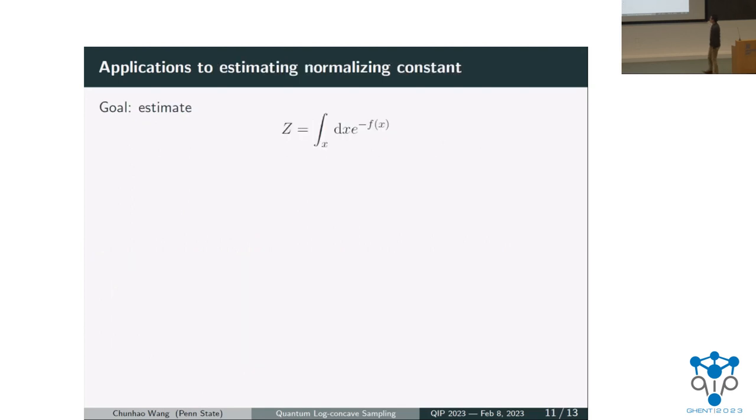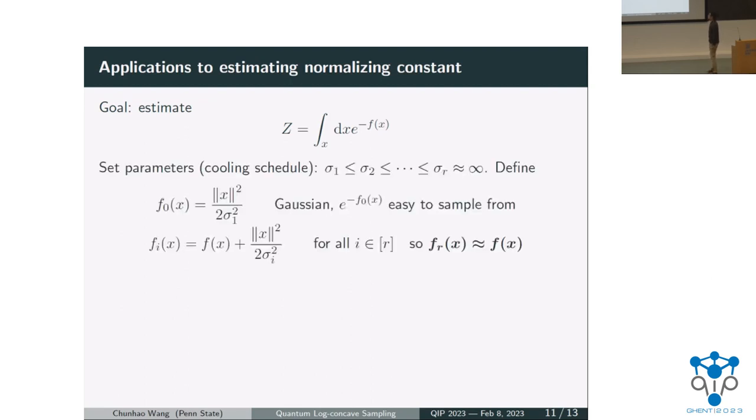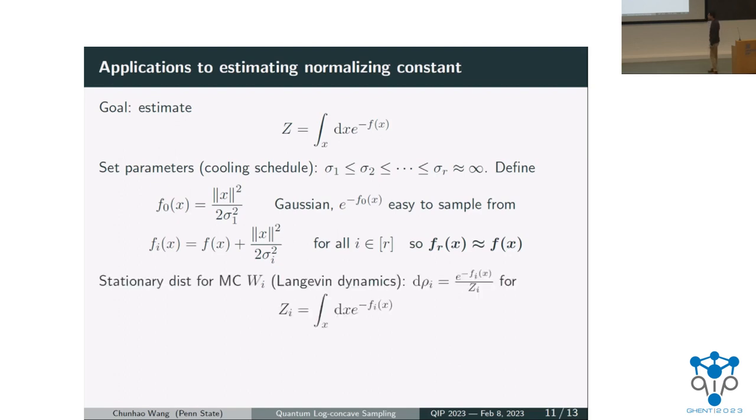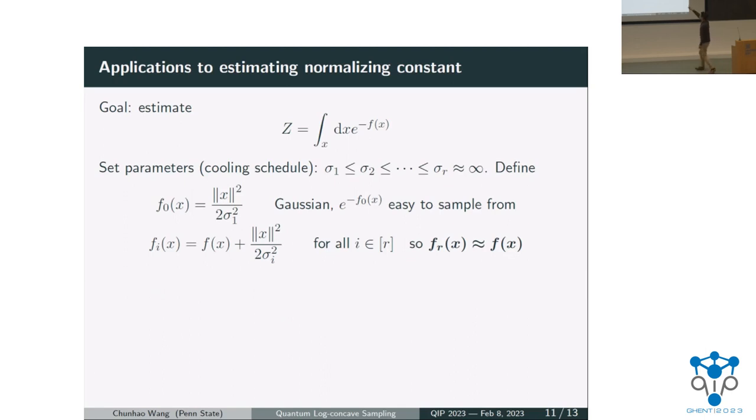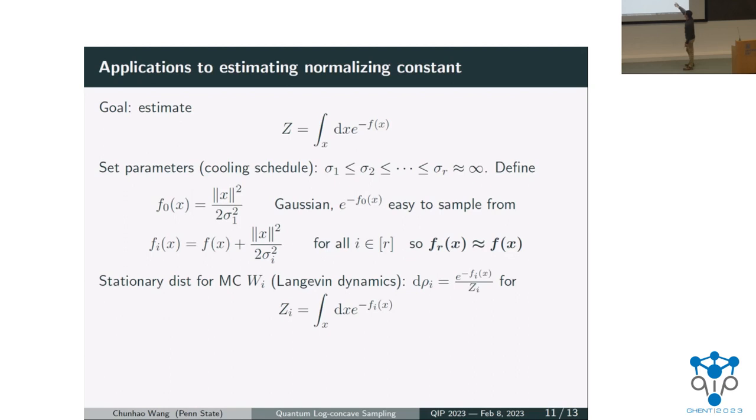But what about the problem of estimating the normalizing constant? We still have the same setup. We have the same sequence of cooling schedule, the same sequence of Markov chains. And then, because each Markov chain has this stationary distribution, each Markov chain has this normalizing constant Z sub i. Okay? And because f_r is approximately f, we know Z_r is approximately Z. This is something we want to estimate, right?